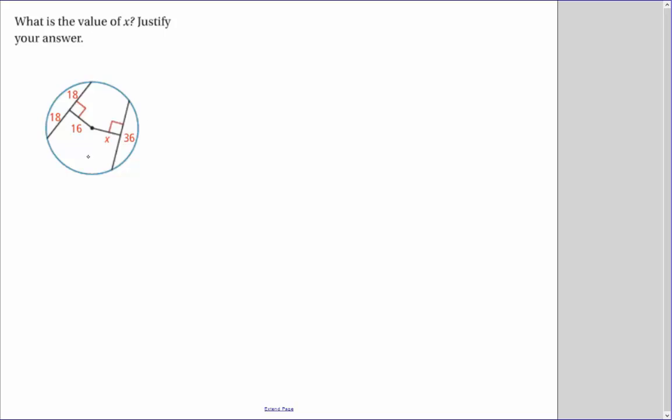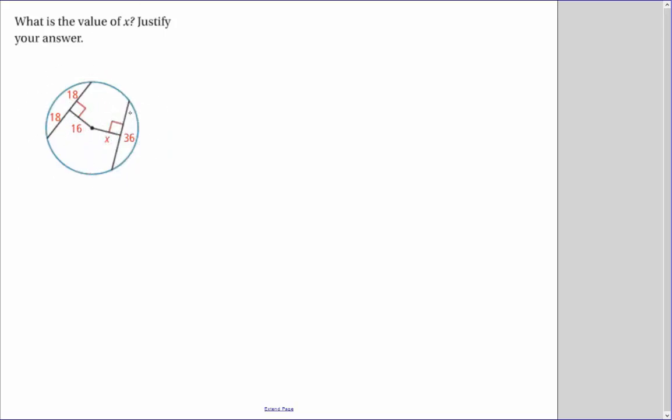What's the value of X? I know X is 16. I know X is 16 right off the bat because I see that I'm perpendicular. So if I'm perpendicular, I need to be a bisector, and I need to be congruent to the other chord. So I know X is 16.